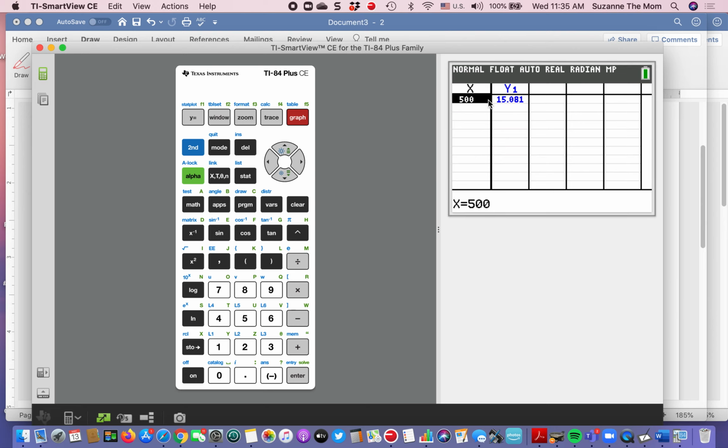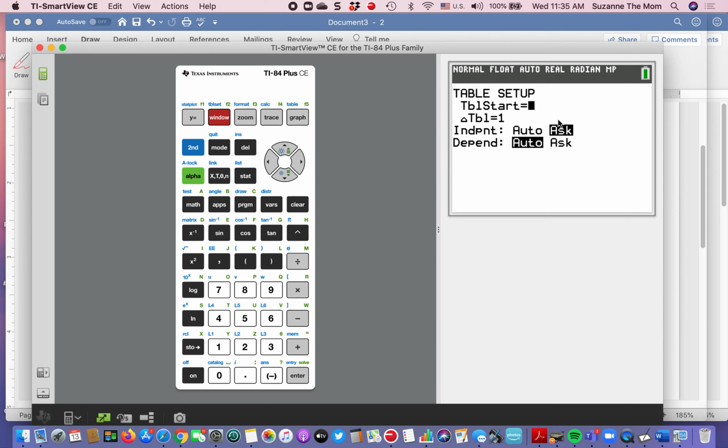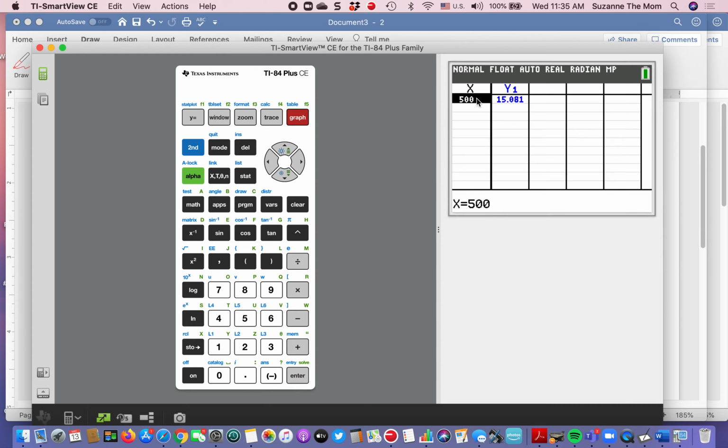I'm going to remind you how to get rid of that if your calculator got reset. You're going to go to second window because you want this table set. You need to turn your independent variable to ask instead of auto. So now you go back to table. You can plug in whatever number you want. So if you want to know, they are predicting 15.1 thousand fatalities if there are 500 lemons imported.